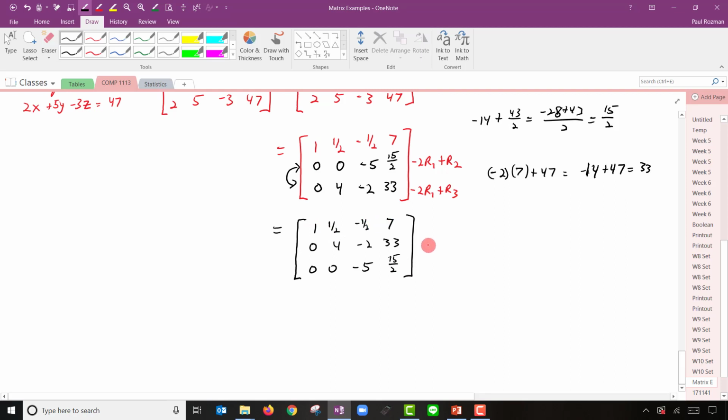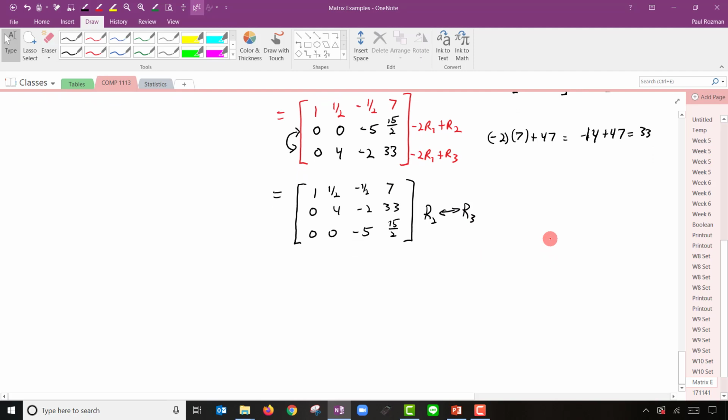For notation, sometimes we'll write row 2 was swapped with row 3. A double arrow meaning they're swapping.